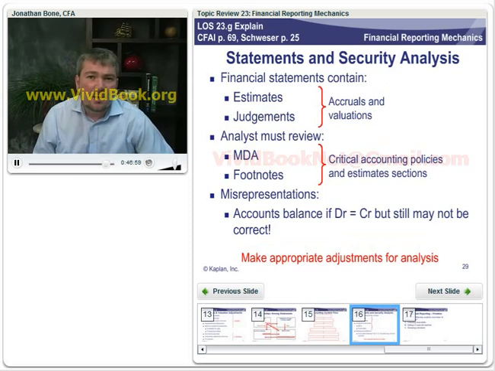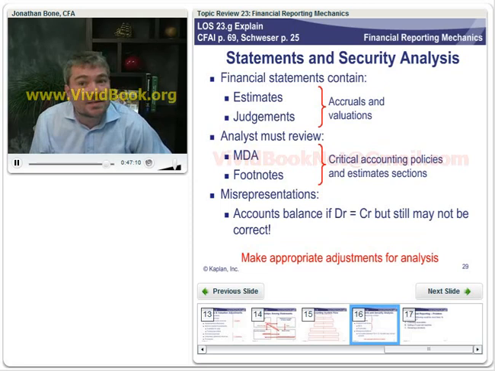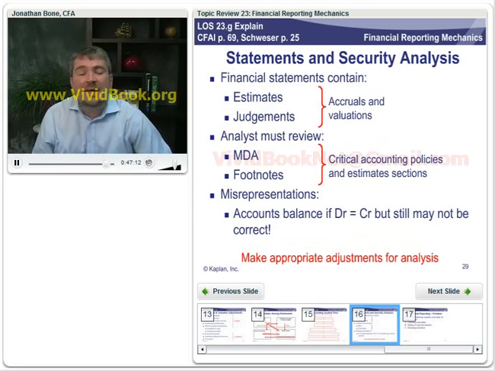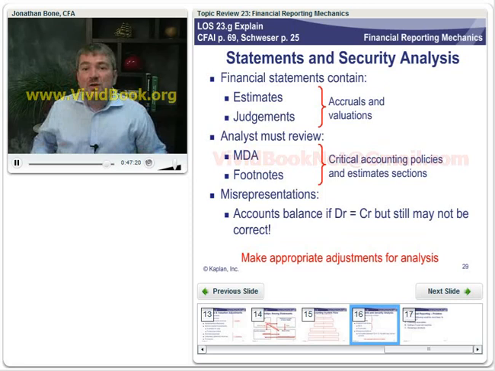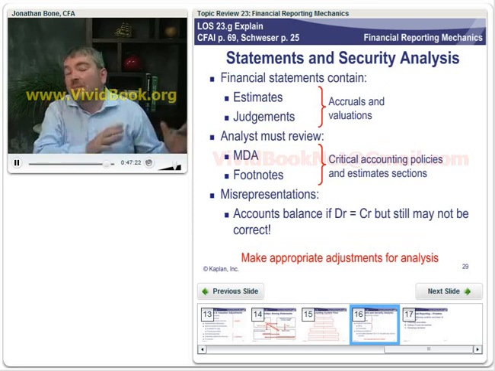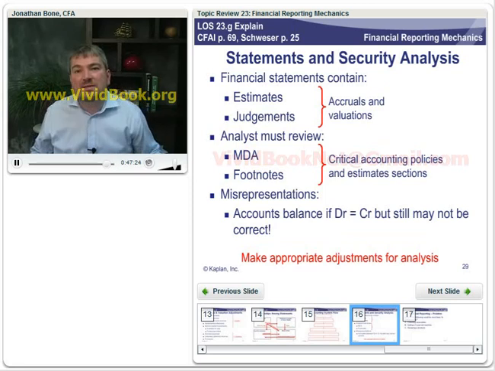Why? Because there are loads of estimates and judgments going through because of the accruals process. As a result, the analyst needs to make sure that they believe those estimates and judgments are fair. Now, of course, the analyst doesn't just look at the balance sheet, income statement, and cash flow statement. They've also got to look at the management discussion and analysis to see, do the financial statements stack up with what the directors are telling you?